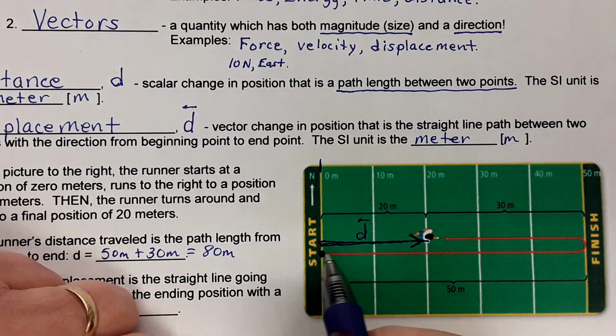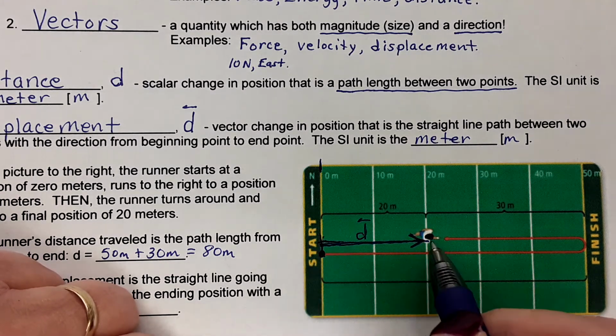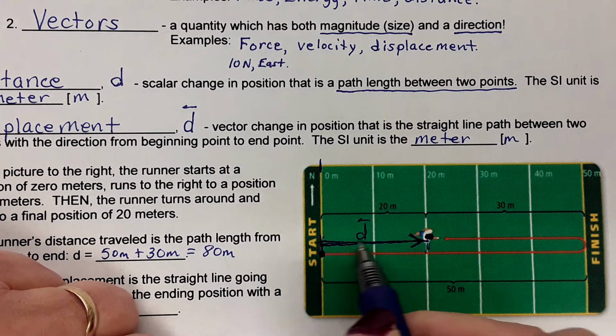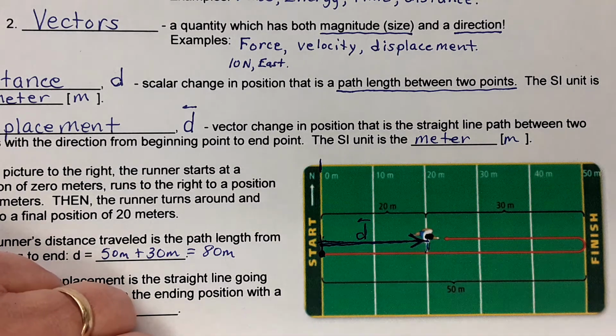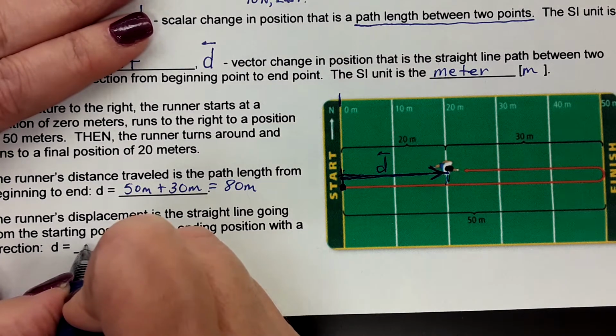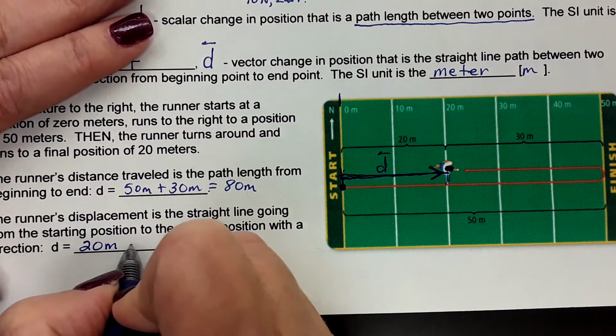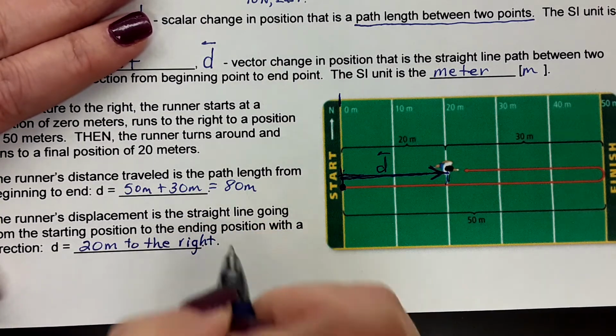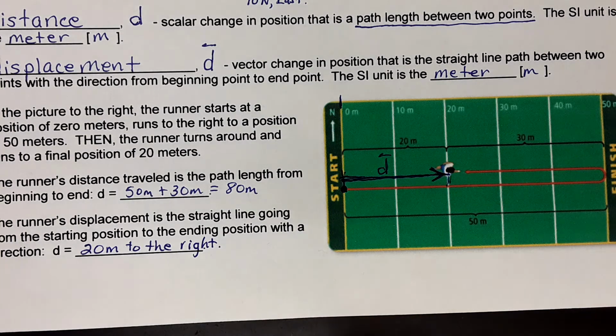The object or the person started here on the goal line and ended here on the 20-meter line, so their displacement from beginning to end was 20 meters to the right. Okay, so look right here. We would say 20 meters, all right, to the right. You could also say, if you knew which directions were which, for cardinal directions, you could say 20 meters east, or you could say 20 meters in the positive x direction if you wished, okay?